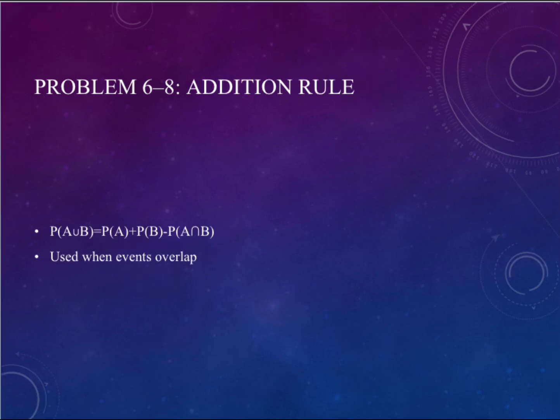When events are not mutually exclusive, we use the addition rule. The formula is P of A or B equals P of A plus P of B minus P of A and B. We subtract the intersection to avoid counting it twice. This rule is very important in business statistics.